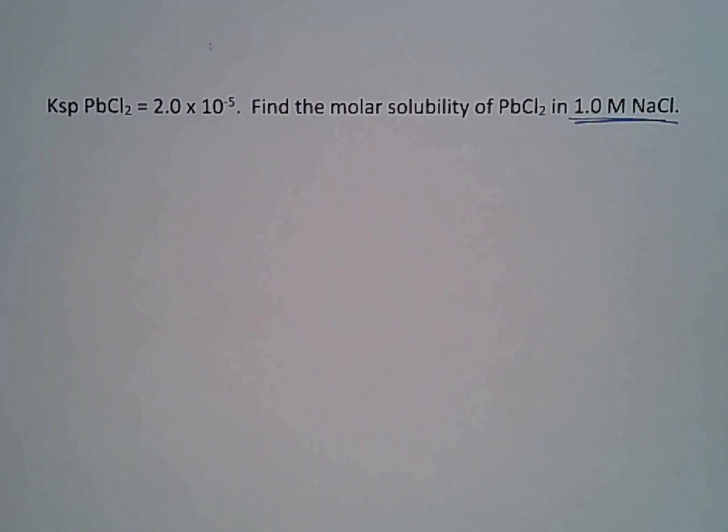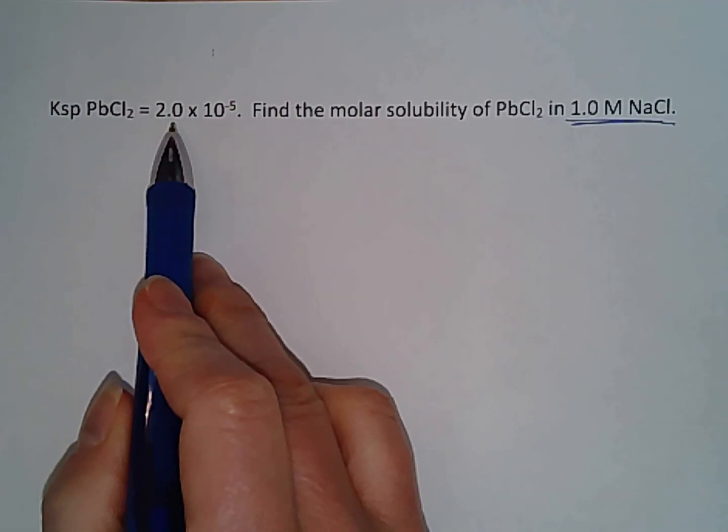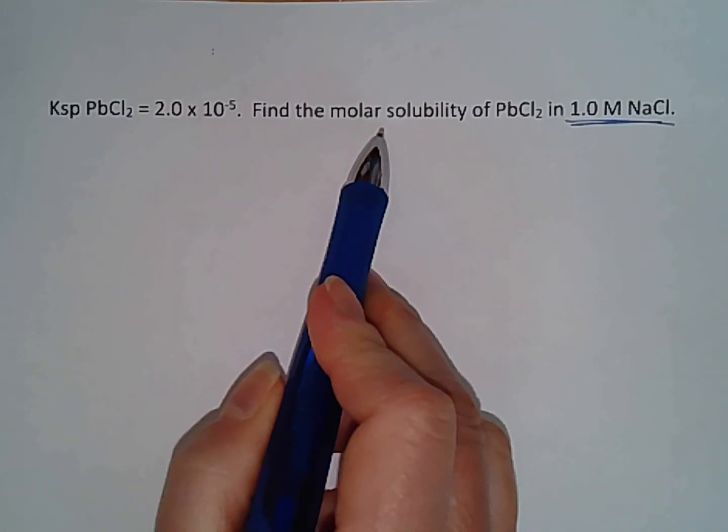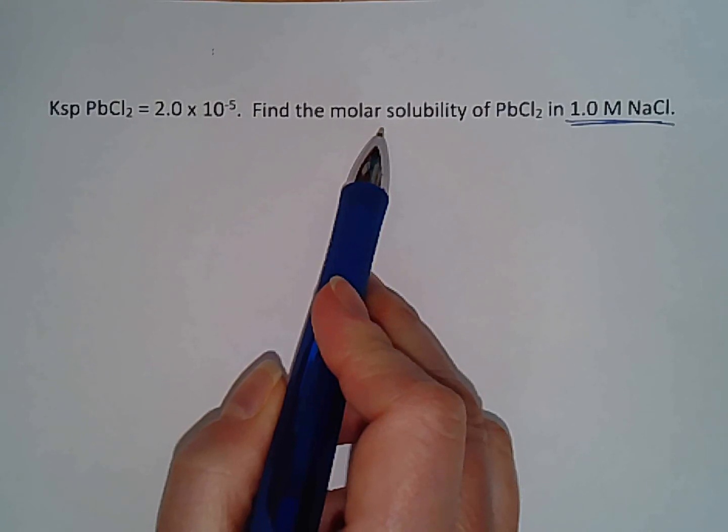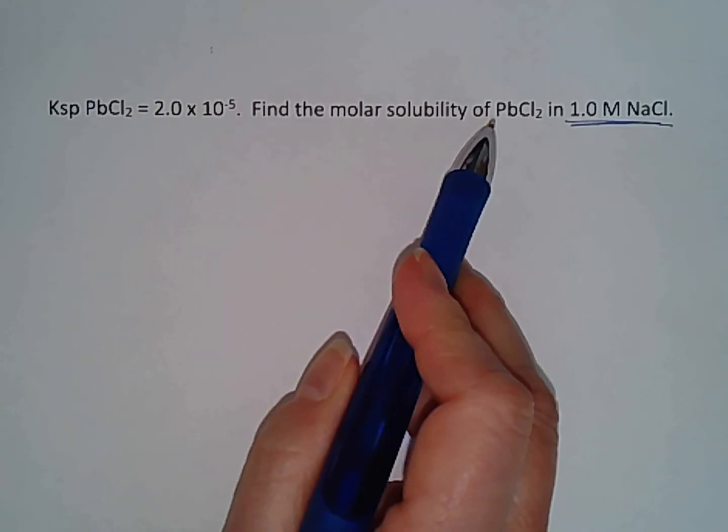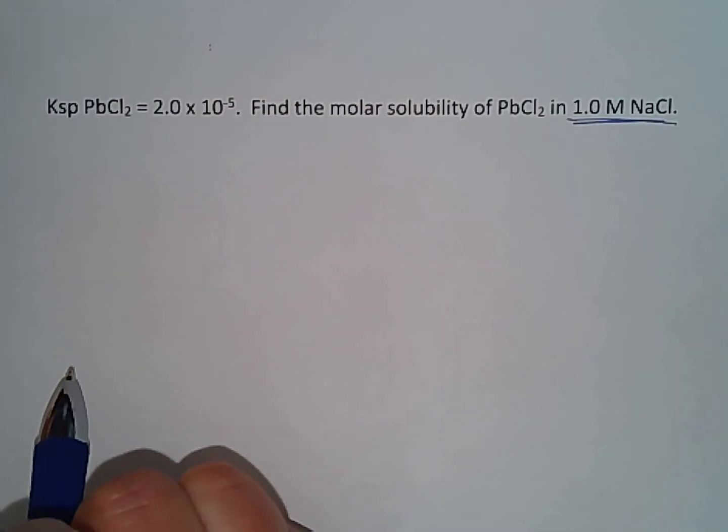So I have lead 2 chloride. I have a KSP value of 2 times 10 to the negative 5th. I want to know the molar solubility, again, S. How much does it break up in a 1 molar sodium chloride solution?